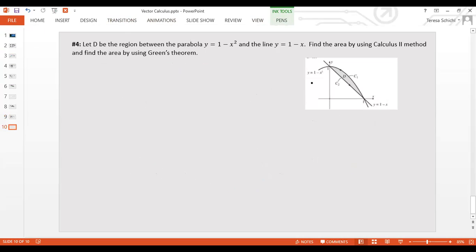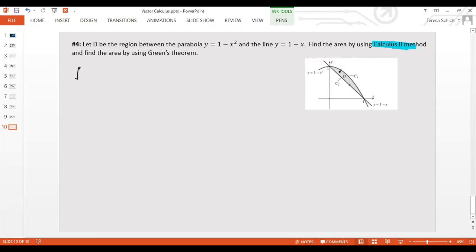So in this one, we let D be this region, right? C1 is 1 minus x squared, and the line is 1 minus x. Okay, so the first thing is, if I want to use the Calculus 2 method, how do I use it here? So what did we do? We say, hey, I can integrate x's here, right? So this area is this curve minus this curve, right?